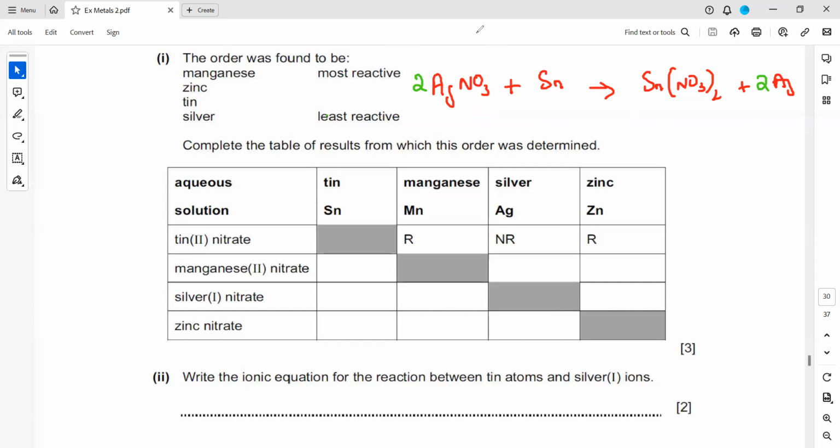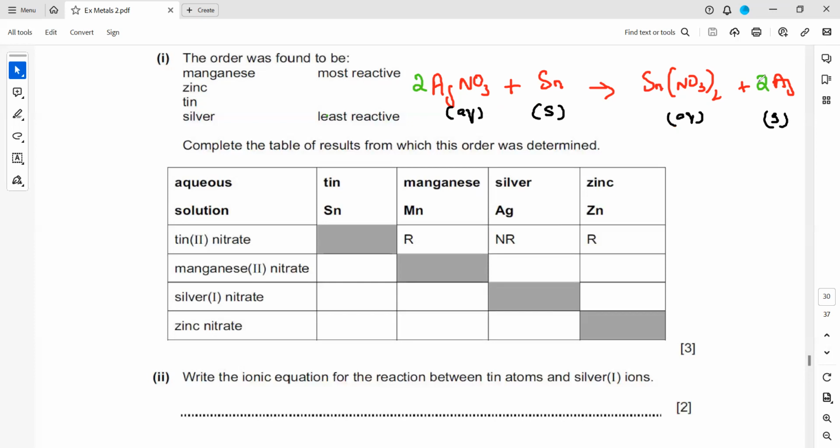Now we write the state symbols. All nitrates are soluble. So what is the state of the nitrate salt? Aqueous. What is the state of the metal? Solid. So this is actually the equation, but we need an ionic equation.